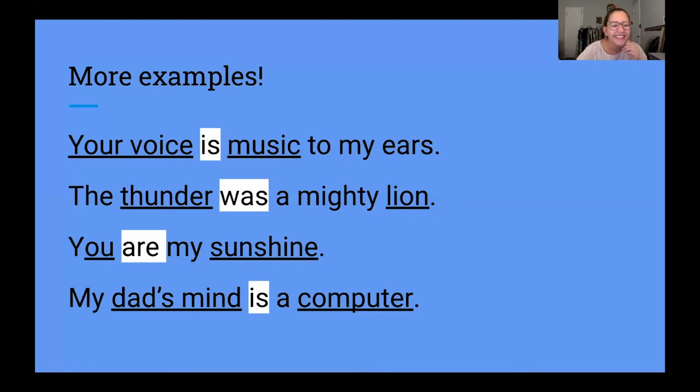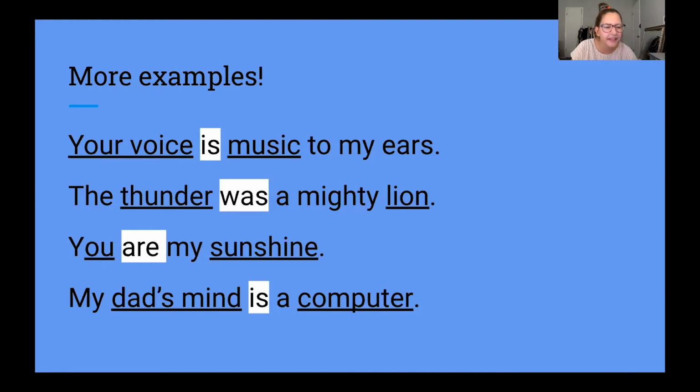And then the next example is the thunder was a mighty lion. And so I'm comparing the word thunder, so like crashing thunder during a storm, to a mighty lion. And so a mighty lion will give out a really powerful roar sound. And so I'm saying that the powerful, mighty sound this lion made is similar to the sound of thunder. And so I'm saying that the thunder was a mighty lion.